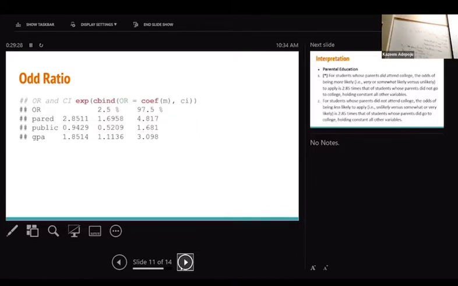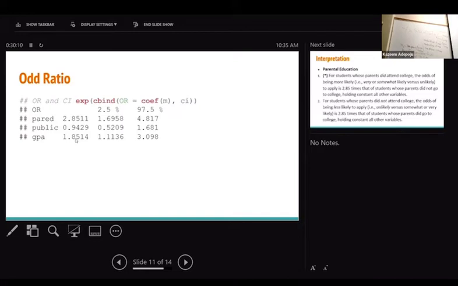Then I'm going to do exp of, where OR equals to coef of m, then comma CI. I'm doing the exponentiation, I want to remove the log. I don't want to talk about log odds. I want to talk about odds ratio. Because if I want to talk about odds ratio now, I actually want to compare a level of the response relative to the other one. And look at what I have now for PARED, for public, and for GPA. The first values that you see here, those are the estimates.